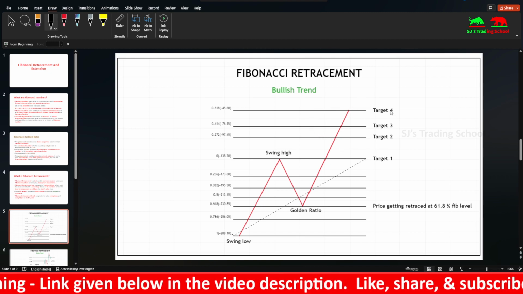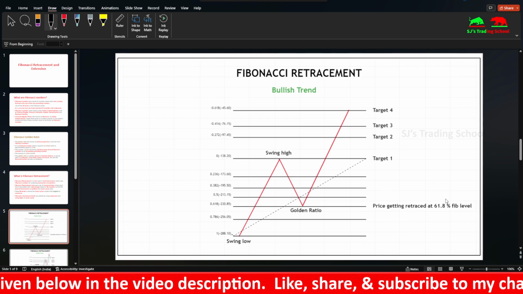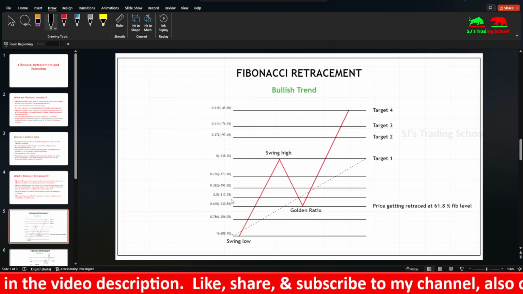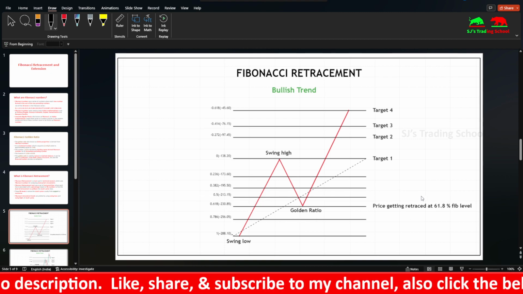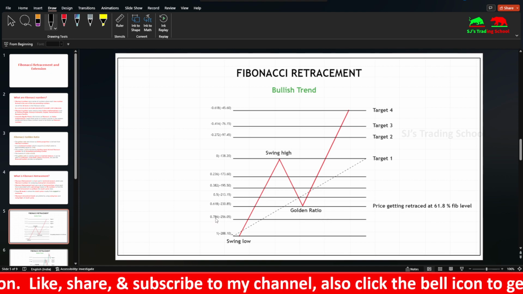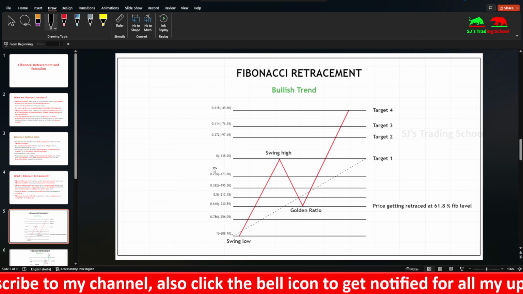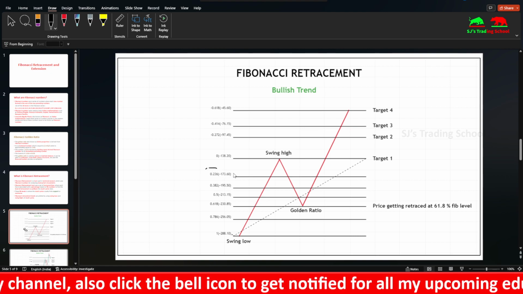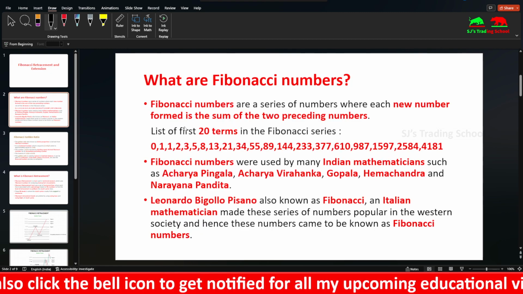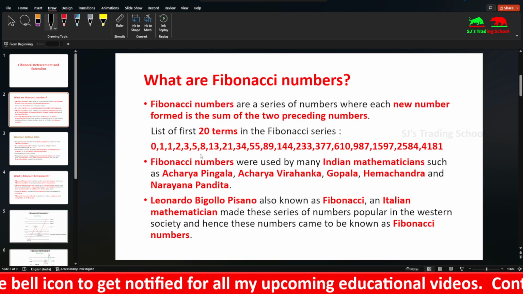This is target 1, 2, 3, and 4. These are basically percentages, but I brought them in the form of numbers here. They are 61.8%, 78.6%, 50%, 38.2%, and 23.6%. How these numbers are formed is simply by dividing one number by another number.